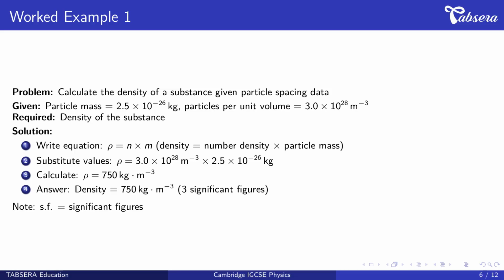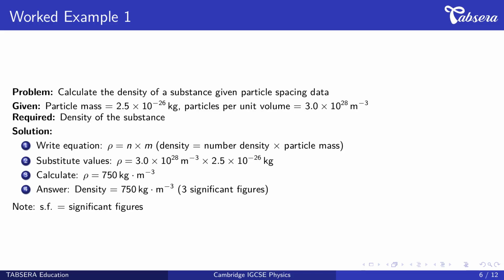The problem states, calculate the density of a substance given particle spacing data. We are given particle mass equals 2.5 times 10 to the power minus 26 kilograms, and particles per unit volume equals 3.0 times 10 to the power 28 per cubic meter. We need to find the density of the substance.